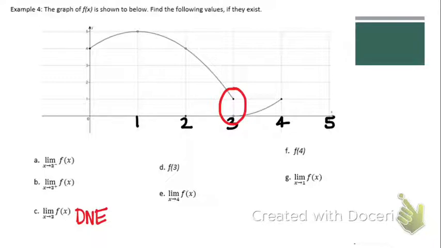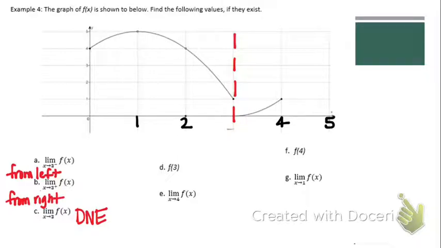So when you're looking at this discontinuity at 3, if you were to draw a dashed line at 3, on the left side of this wall, because this minus sign means from the left. That's what that little negative sign after the 3 means. And the plus sign means from the right.